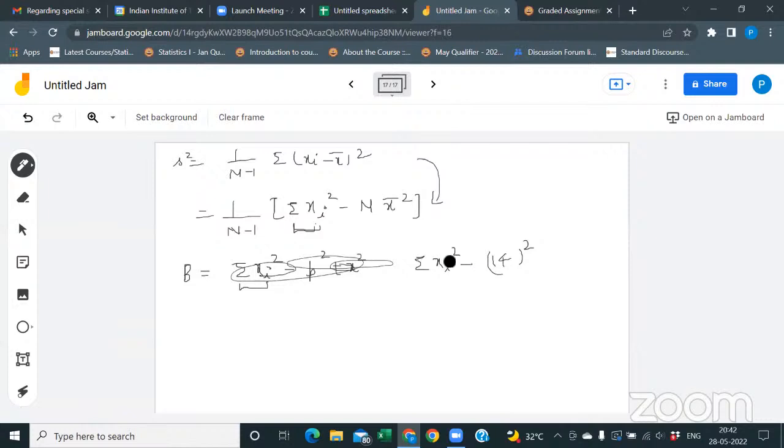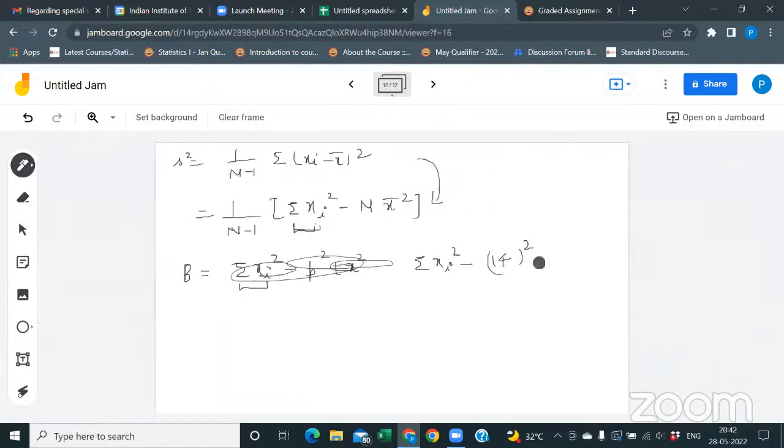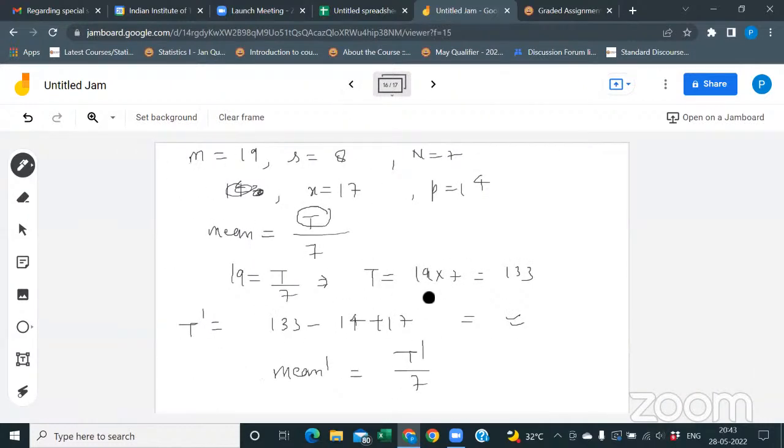Now see, your 14 was the wrong observation. Now your 17 square will be the correct observation, right? Yes, sir. I was just saying that summation of xi is the total, so that will be of the old observations. 19 into 7 means it will be 133 whole square. That was what I was asking.